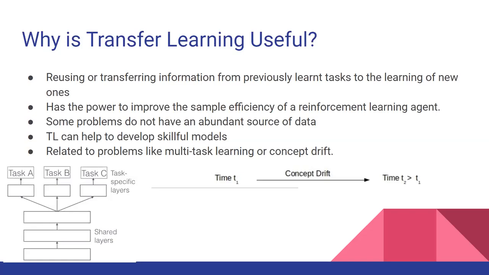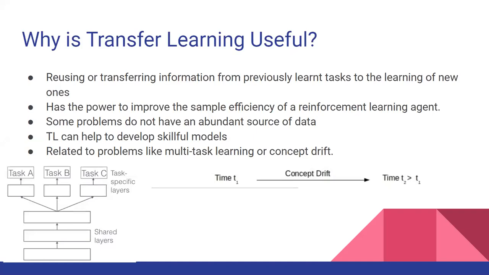And it has the power to improve the efficiency of a reinforcement learning agent. Some problems do not have an abundant source of data, which means a lot of data. So transfer learning can help develop skillful models for those kinds of problems and get the desired output. This is kind of related to problems like multitask learning or concept drift.